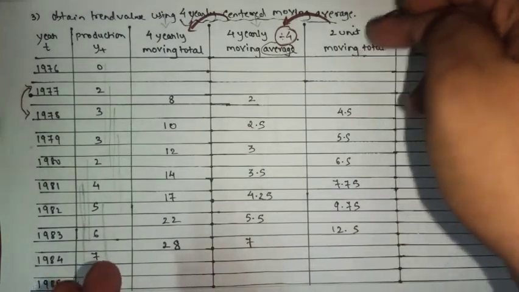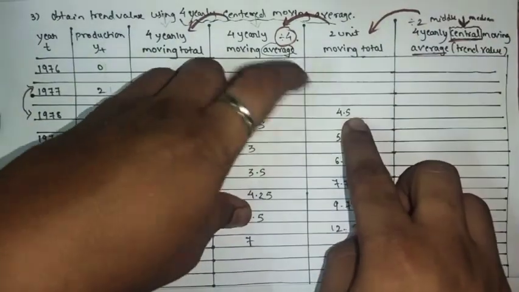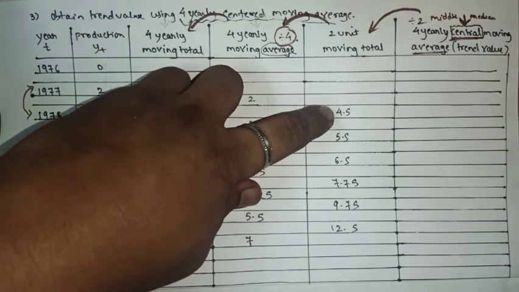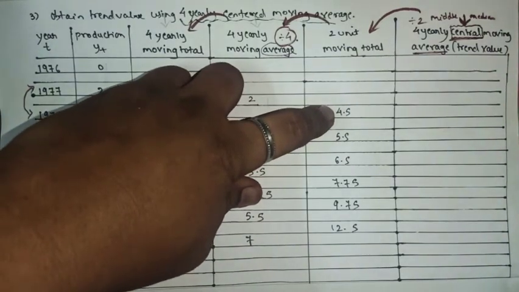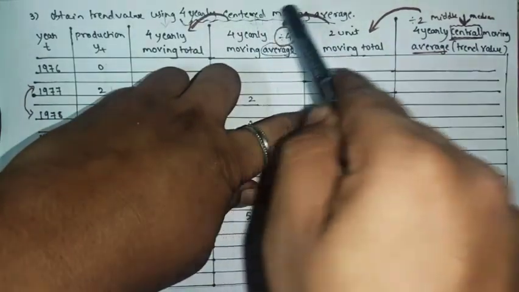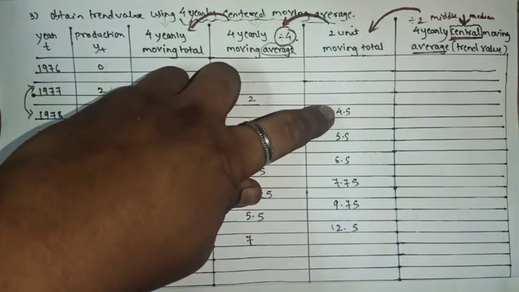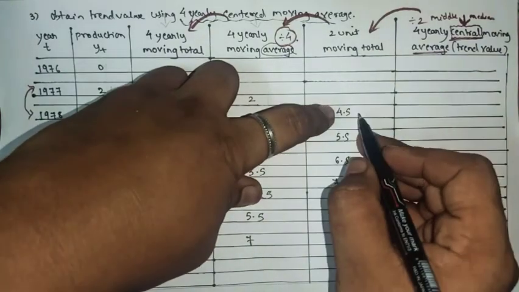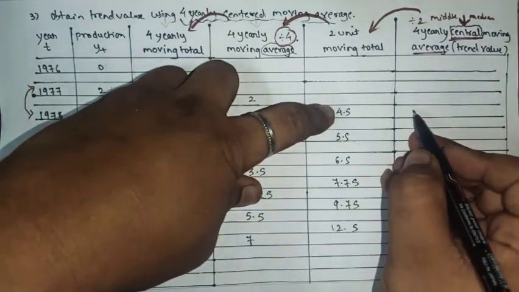So central means middle, middle means we can say the average of two numbers. Which two numbers? Of the previous column. So here we got the answer of two numbers. Now simply divide each and every number by 2 to get the final result, the final trend value for 4 yearly central moving average. So 4.5 divided by 2, and that answer you will write exactly there.